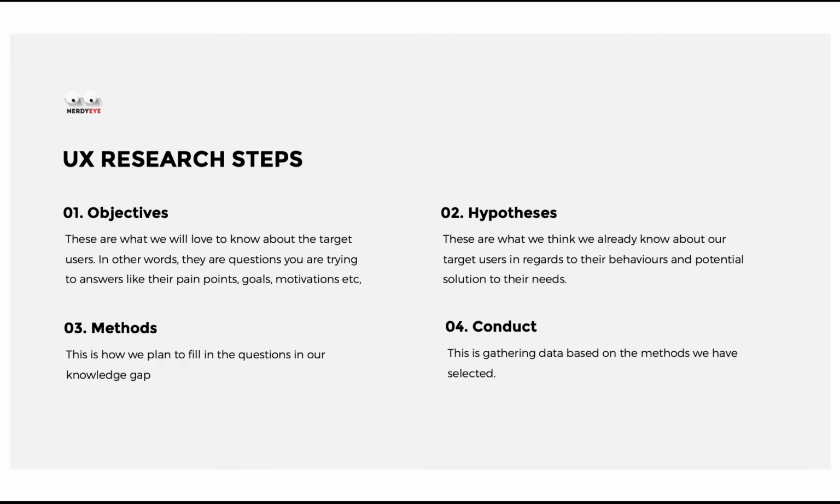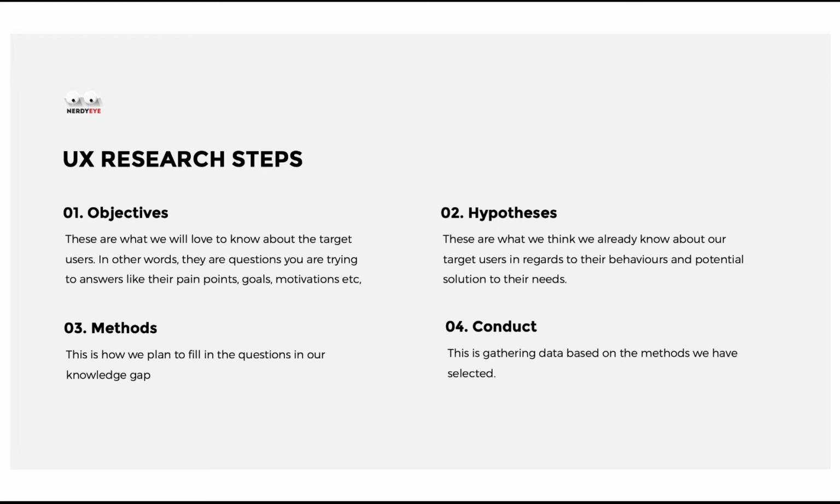All right, so let's take a look at some of our user experience research steps. The first one I want to take a look at is the objectives. So what are our objectives? These are what we would love to know about the target users. In other words, they are questions you are trying to answer, like the pain points, goals, motivation, etc. Let's say you want to know the frustration or pain points of a target user. What you want to do under your user experience research is to understand what you want to know. We'll call these things your knowledge gap.